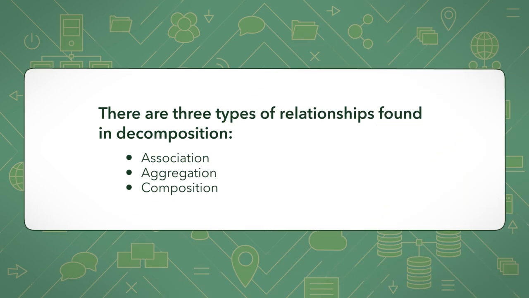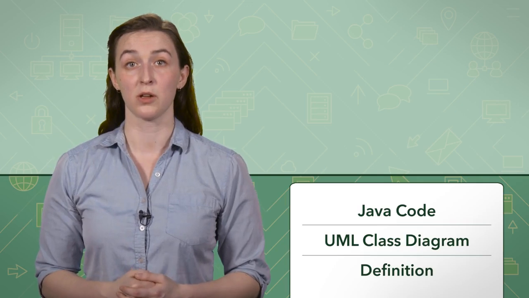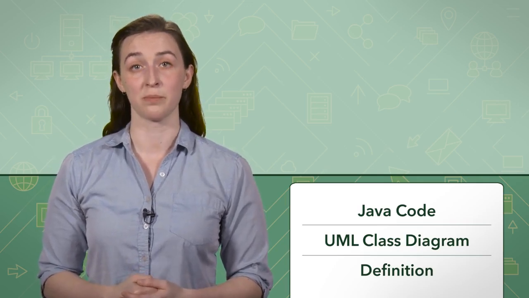There are three types of relationships found in decomposition: association, aggregation, and composition. They define the interaction between the whole and the parts. Let's explore these interactions in a few different perspectives: Java code, UML class diagram, and definition. The first decomposition relationship is association.